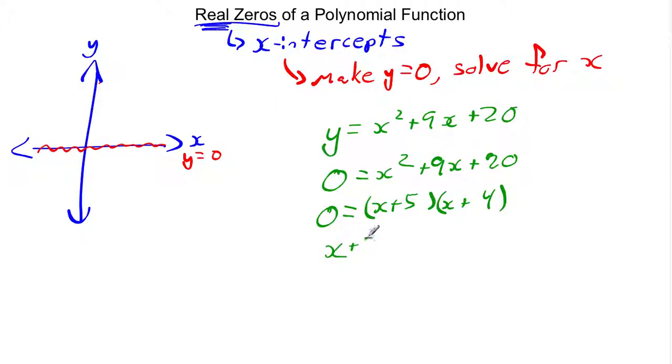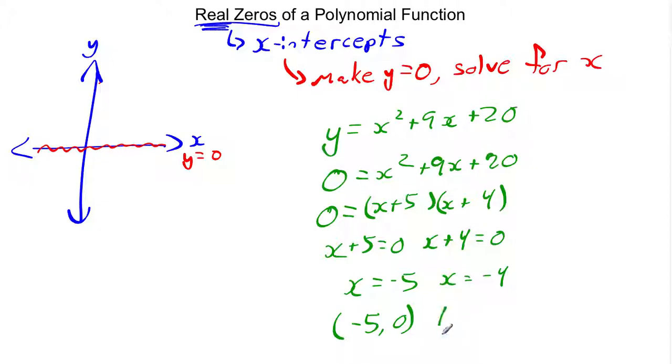So that means that x plus 5 is equal to 0, and x plus 4 is equal to 0. So we get x is equal to negative 5, and x is equal to negative 4. Just as I talked about before, though, these are lines, so we want to write these as points. Negative 5, 0, and negative 4, 0. Make sure that you write your x-intercepts as points, as x-intercepts.